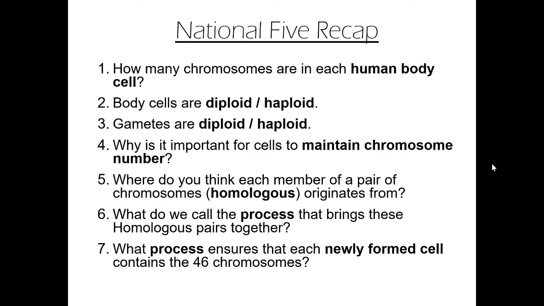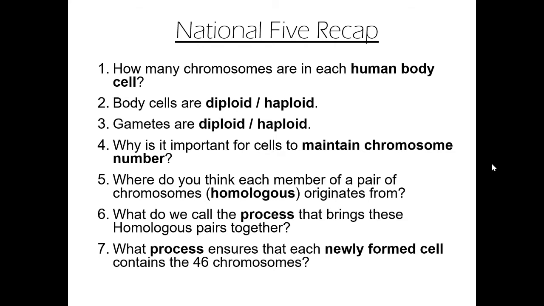Okay, so the answers to these questions. For the first question, there are 46 chromosomes in each human body cell. They're found in the nucleus of the cell. For the second question, body cells are diploid. This means that they have 2 copies of each chromosome. For the third question, gamete cells are haploid. This means that their nucleus contains only 1 copy of each chromosome.